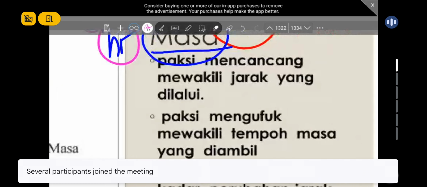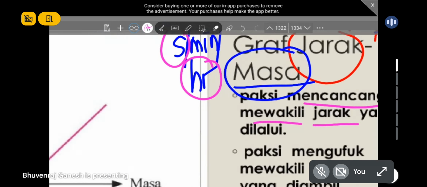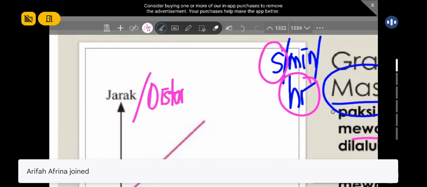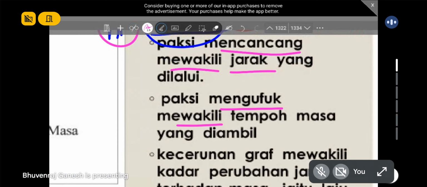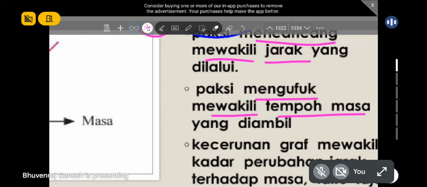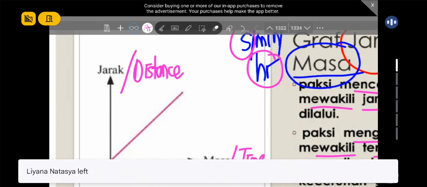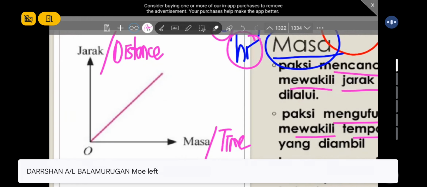Alright, so first step, you must know that the vertical axis, paksi mencancang, represents distance. The y-axis, paksi y, mewakili jarak. And then your x-axis, paksi mengufuk, mewakili tempoh masa. This is representing your time. So you must be clear: in a distance time graph, distance is the y-axis, time is the x-axis.